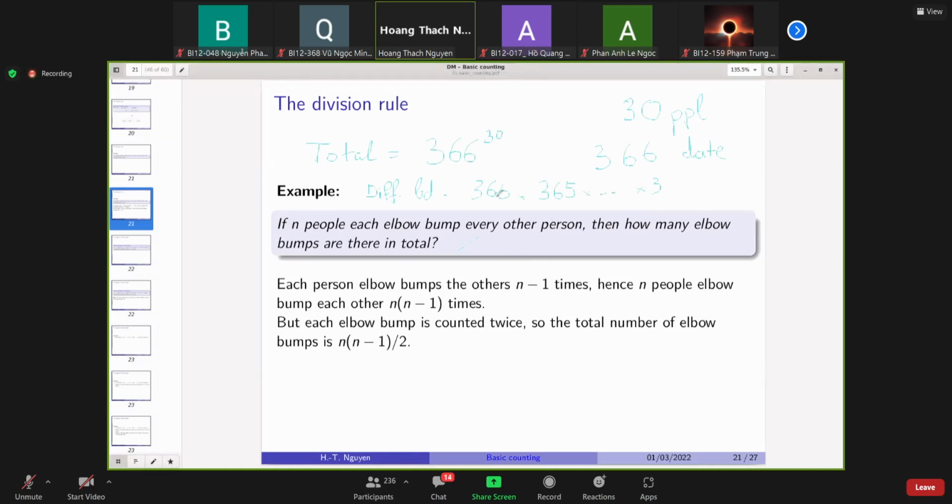Okay, so the first one is this, the second one is this, so it should be 366 minus 30 plus 1, so that makes 337. Okay, so now the probability that no two of them have the same birthday will be equal to this.